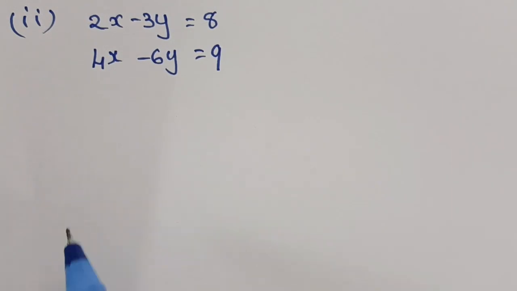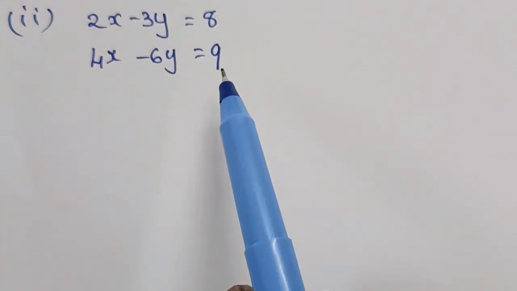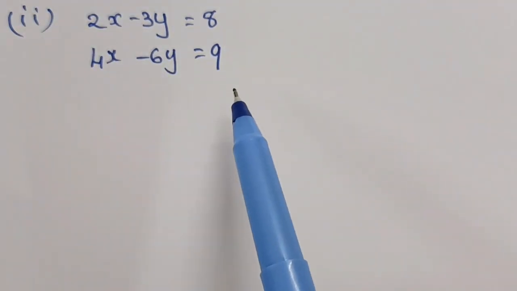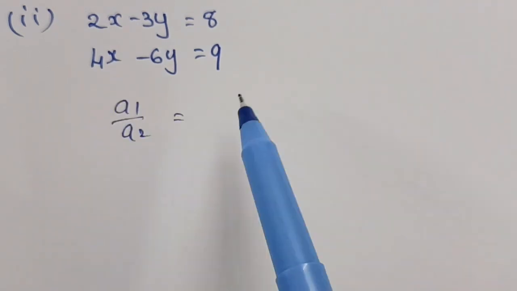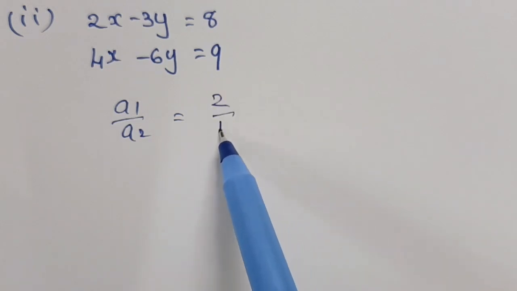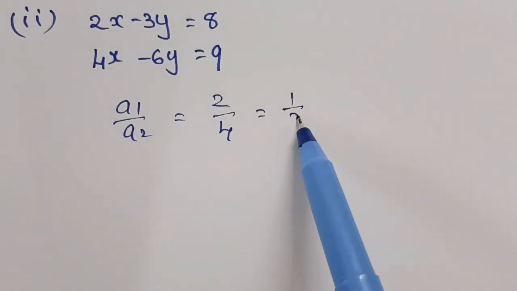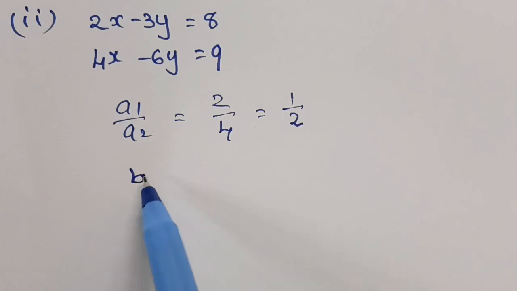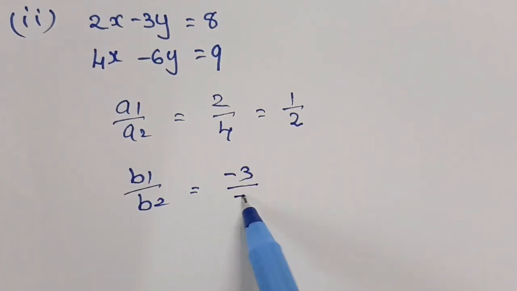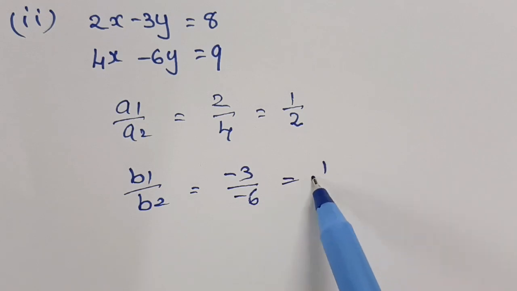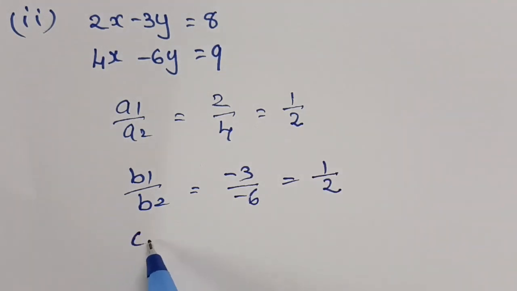Second question. 2x minus 3y equal to 8, 4x minus 6y equal to 9. Find a1 by a2. a1 by a2 equal to 2 by 4. After cancellation you get 1 by 2. Now b1 by b2. b1 by b2 equal to minus 3 by minus 6. Cancelling we get 1 by 2. Now we have to find c1 by c2 also because a1 by a2 equals b1 by b2. c1 by c2 equal to 8 by 9.